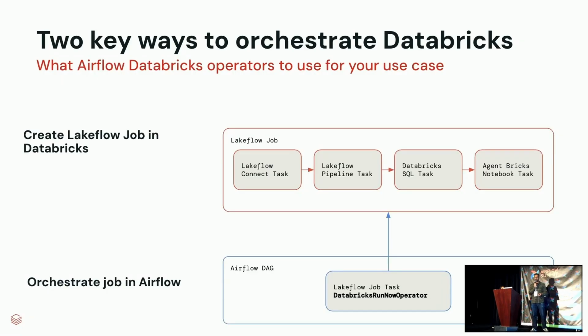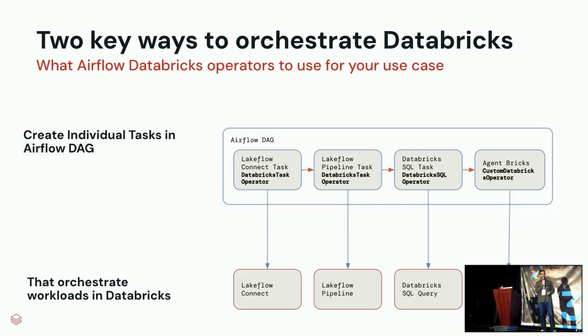So the first pattern we see is people creating a job directly in Databricks. Using the LakeFlow job product, you can create a DAG, which will have various tasks. You can have a LakeFlow Connect task for your ingestion, a LakeFlow pipeline task for your declarative pipelines, a Databricks SQL task. And for any task that we don't have, we have a notebook task that you can use to call various APIs. And then from Airflow, you'll have one task, which will use something like the Databricks run now operator, which will orchestrate the LakeFlow job.